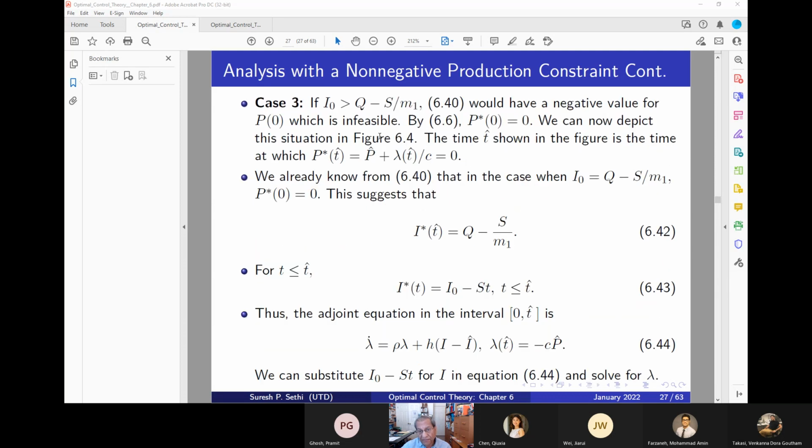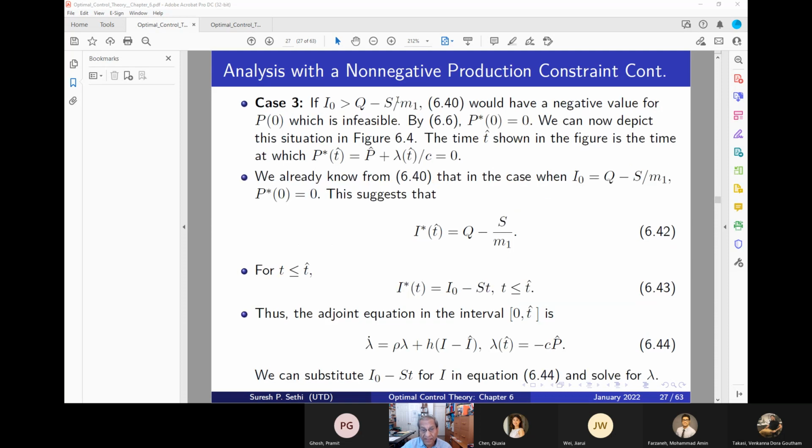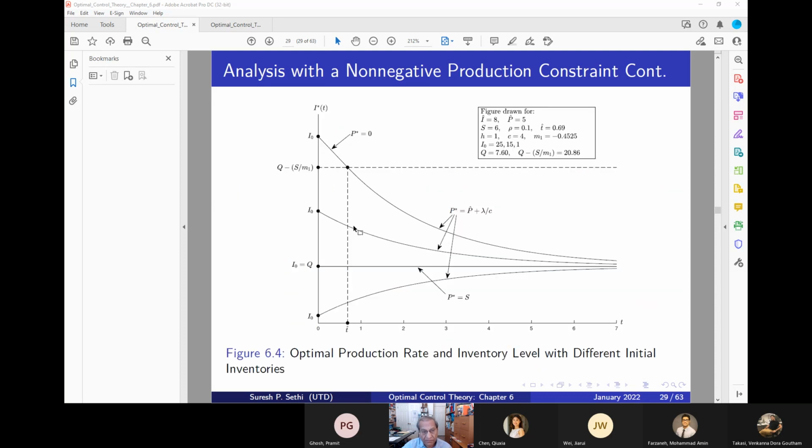So it's clear that for I0 bigger than Q, I must resort to negative control in the previous setting, and 0 control now. And if I put 0 control, then I have to redo the maximum principle. So that's basically where this quantity comes in. The solution comes intuitively. What we need to do is to prove that the maximum principle is satisfied. When it is satisfied, we will know what the lambda, P and inventory are here.